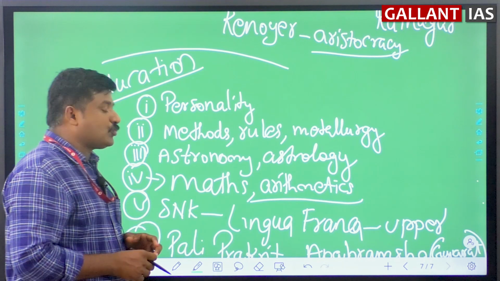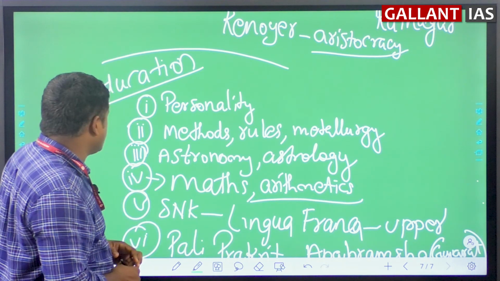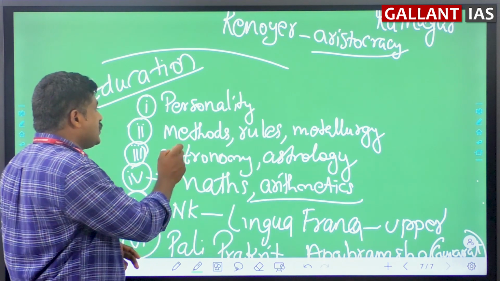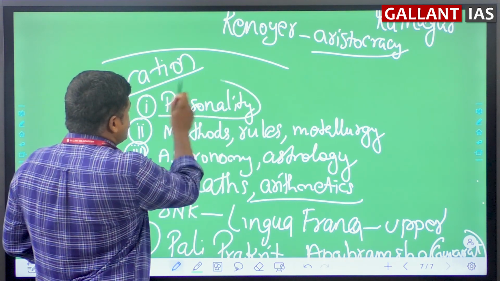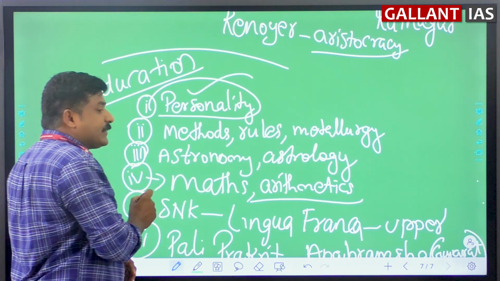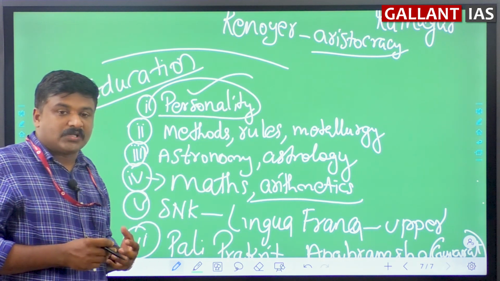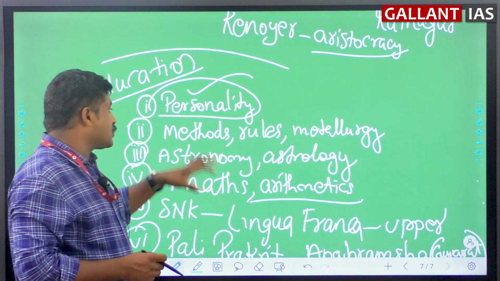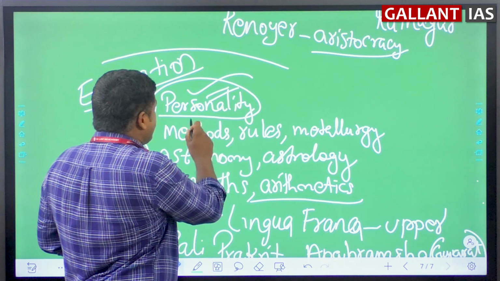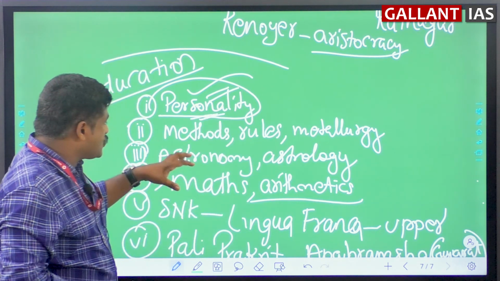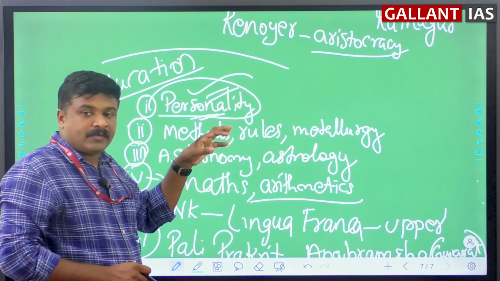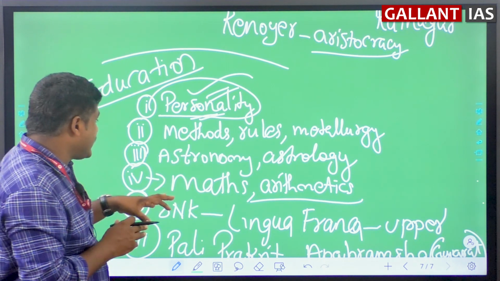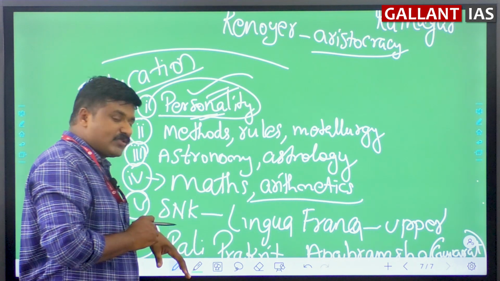Now the status of education. What was the status of education in ancient India? Of course, in ancient education, the major focus was on personality development, critical analysis, logical thinking, and emotional intelligence. All these were the major focus of education of ancient times, focused on methods, rules, and metallurgy, all those areas. The education was on these areas: astronomy, astrology, astrophysics, etc.